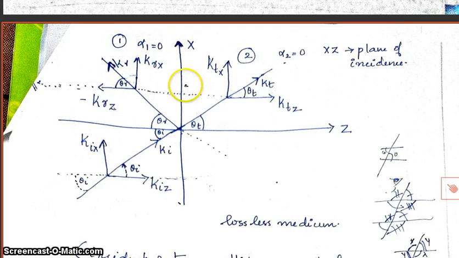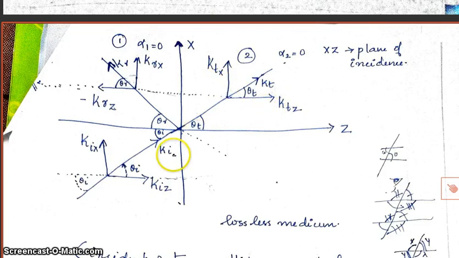So this is a parallel polarization. I repeat, first I have drawn ki, which is my incident vector propagation, and I have resolved it into two components, kix and kiz, which are parallel to the x and z axes. Similarly, I have resolved my reflected wave propagation vector into two components, krx and krz. Similarly, the transmitted wave is resolved into two components, ktx and ktz.